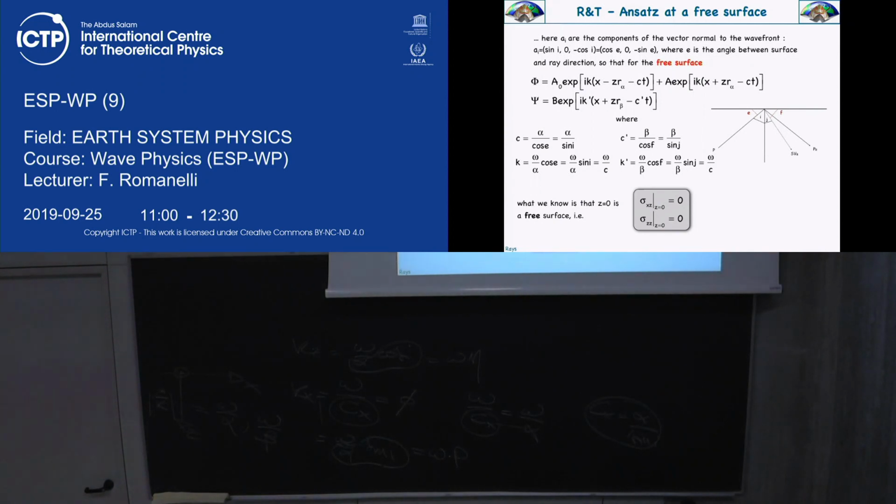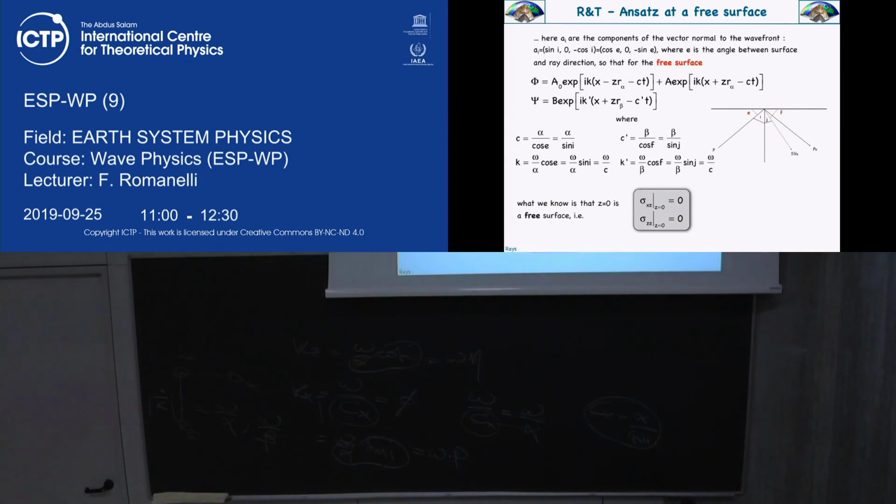What are the boundary conditions? All the components that have a Z inside of a stress have to be 0. Now for this problem, we don't care about sigma zy because it's not entering into this game. It's entering into the SH game, but not here. So the two conditions are that sigma zx and sigma zz here have to be always 0.